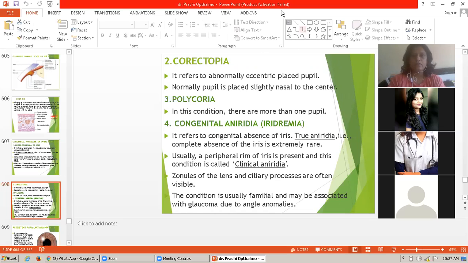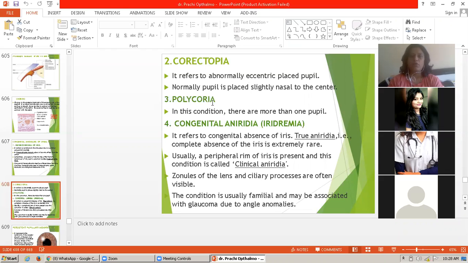Then, corectopia. This is also a congenital anomaly. It refers to an abnormally eccentrically placed pupil. Normally, the pupil is placed slightly nasal to the center. When we study the anatomy, the pupil is placed slightly nasal to the center, which is the normal condition. When the pupil is abnormally eccentrically placed, it is called corectopia.